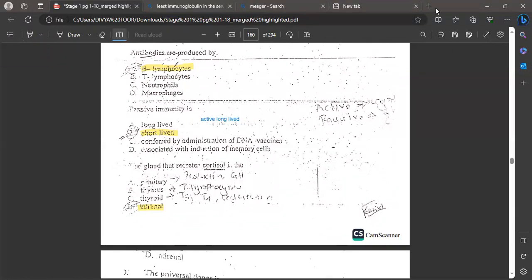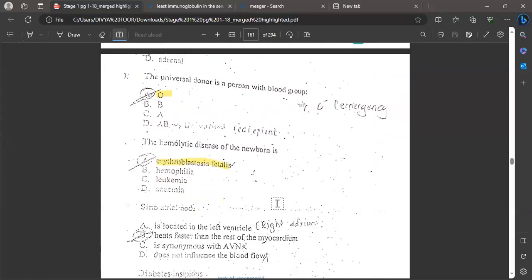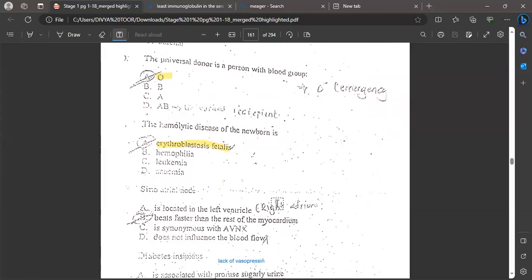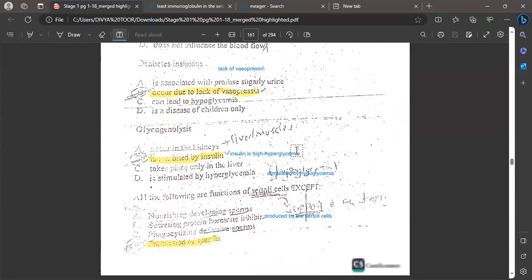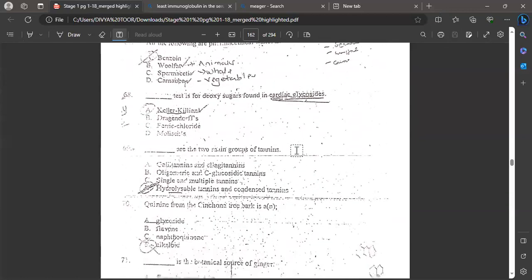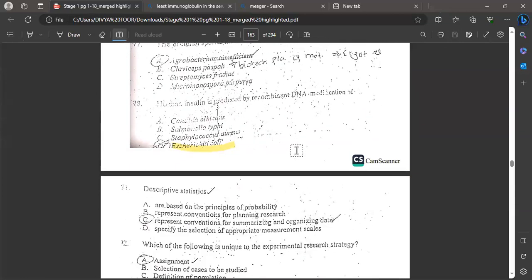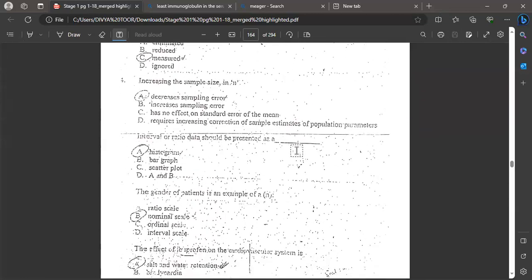Right. Okay. Do you want to stop here, because I'm seeing all those questions. The universal blood donor is blood group O. And hemolytic disease of the newborn is erythroblastosis fetalis. I guess that was the last question of immunology on this paper. I can't see any other.